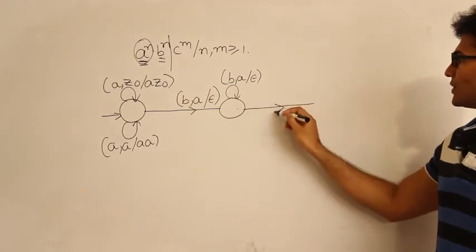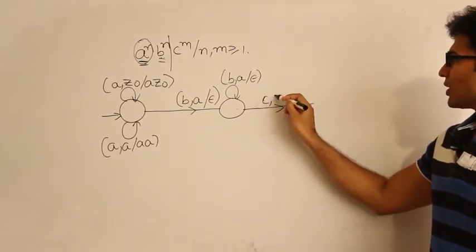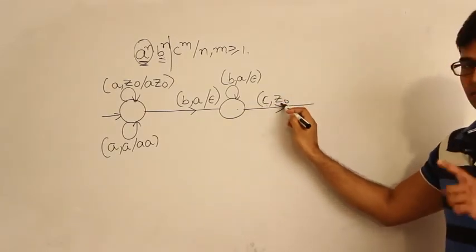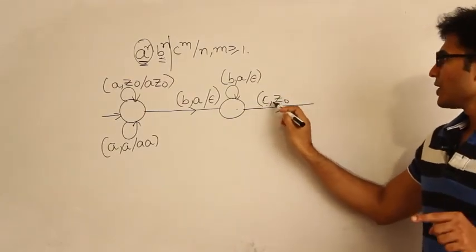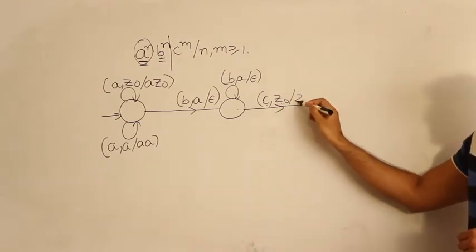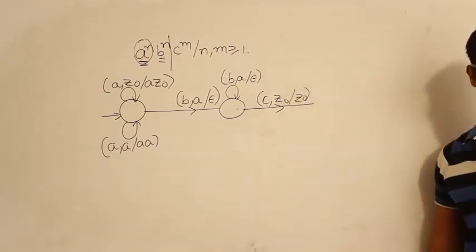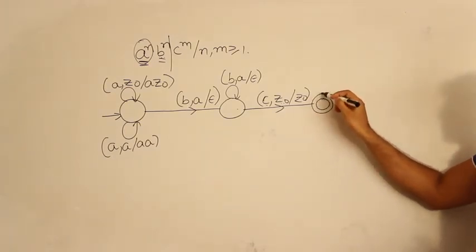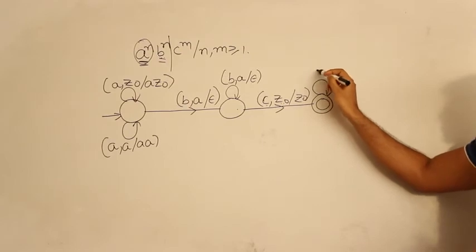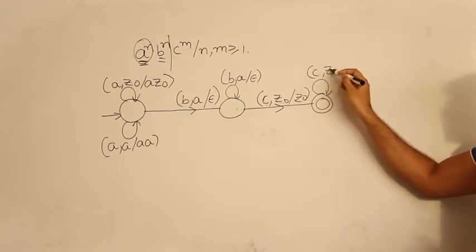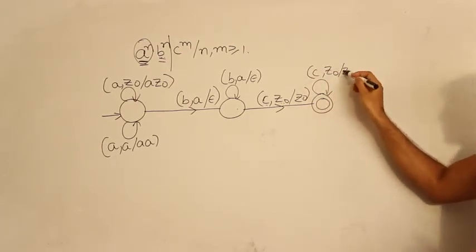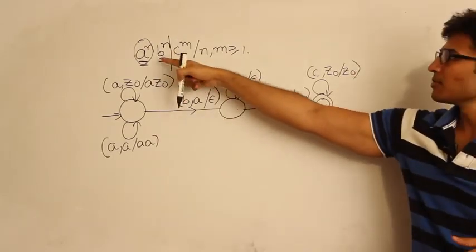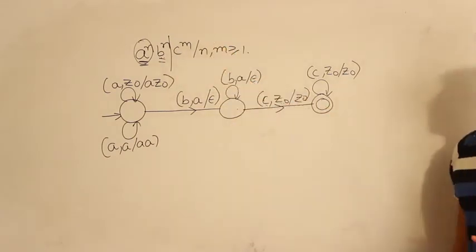So if you see C in the input and Z0 on top of the stack, which means the A's and B's are completely matched out, then leave it as Z0. I don't want to do anything with the stack because I need not count C's, so go directly to the final state. In this final state, if you see C and Z0 is on top of the stack, leave it as Z0 and keep on accepting. So using this we would accept a power n, b power n, c power m.